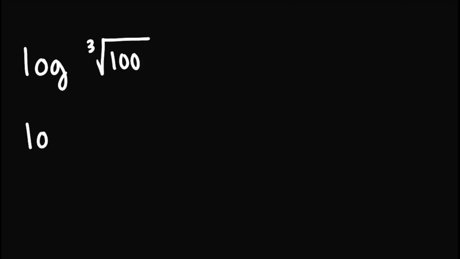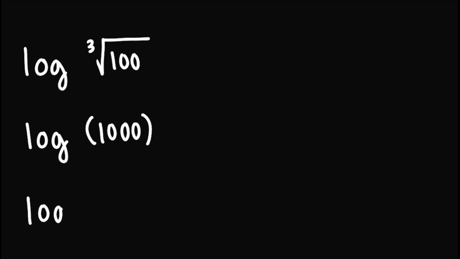Let's have our third set of examples. Let's have the logarithm of the cube root of 100, the logarithm of 1000, and the logarithm of 0.01. Now note that if the index is missing, that simply means that the base out here must be 10.